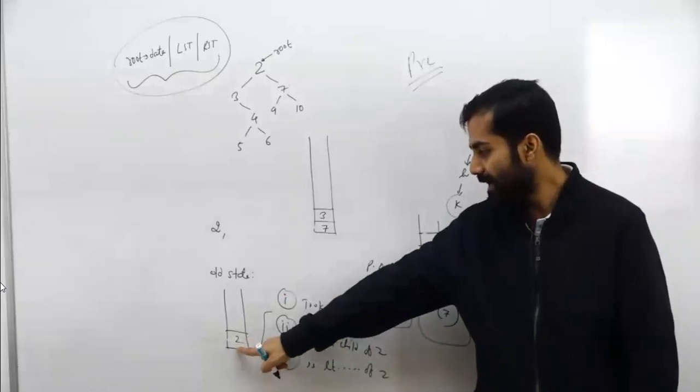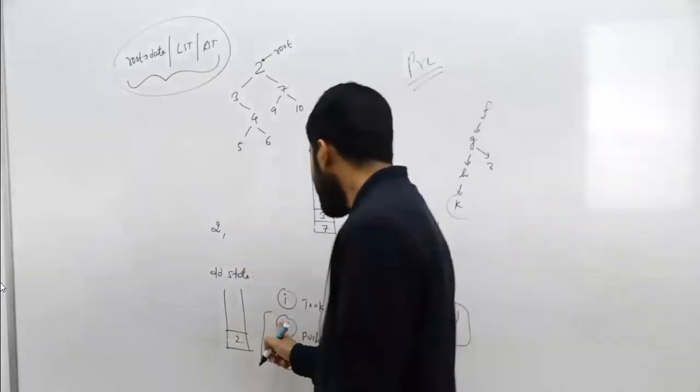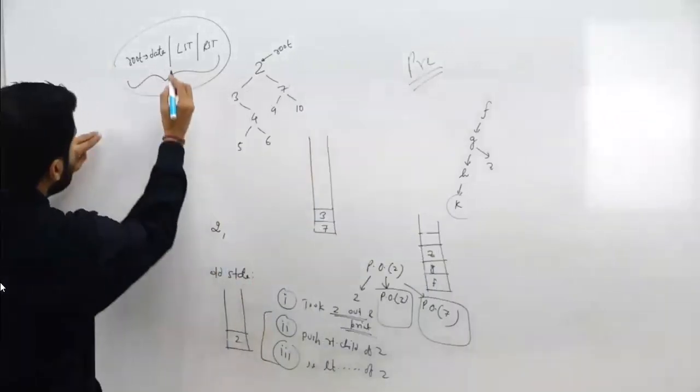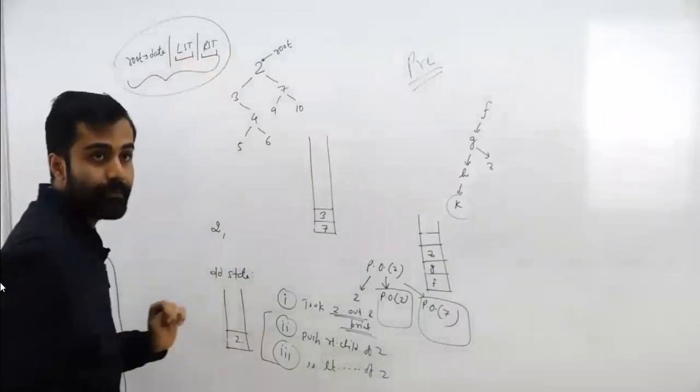So you can take out the top element of the stack and you can print it. And after that, what to do? After that, you should first focus on the left subtree and then you should focus on the right subtree.